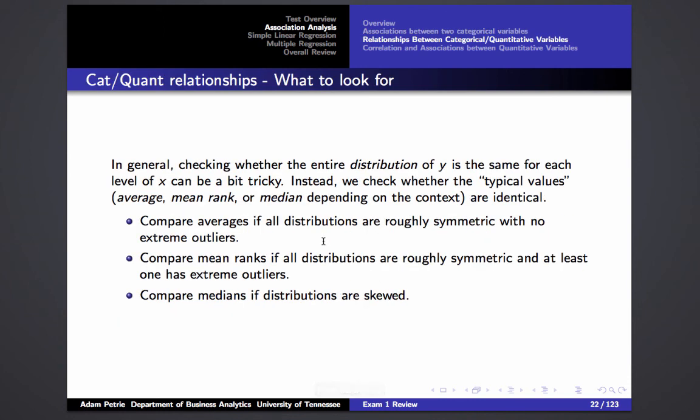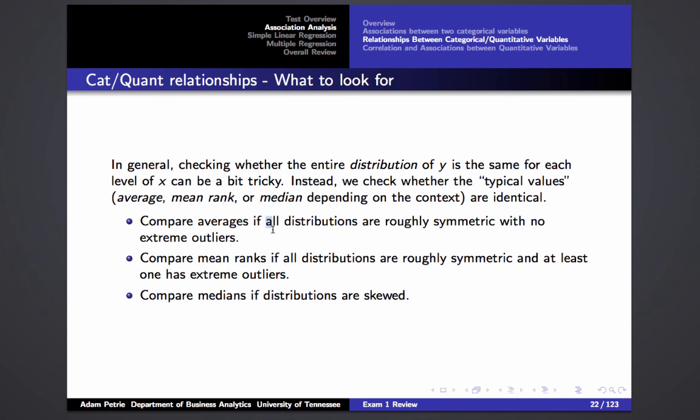All right, so what if one of those variables is quantitative, inherently numerical? Well, what do we actually do? We don't compare the entire distribution of y between each level of x. That's much too difficult. Instead, to determine if there's an association, we check to see whether or not the typical values of the distribution of y are identical between each level of x. And so we need to figure out how we best measure the typical value of a distribution. There are 3 ways to do it.